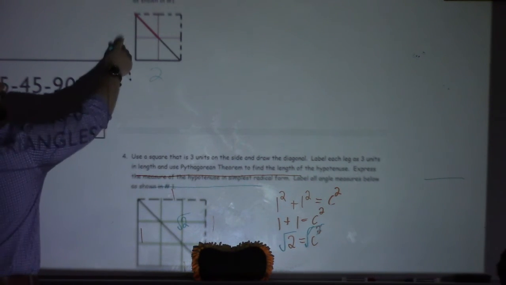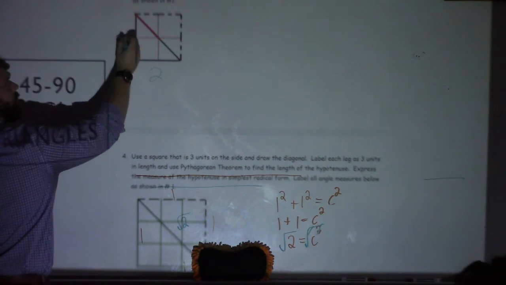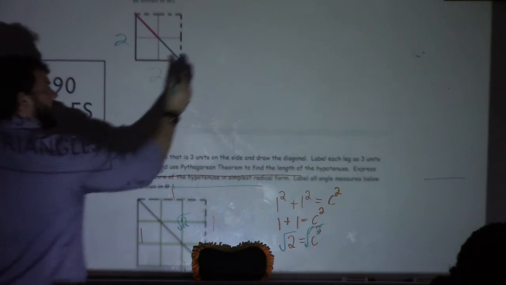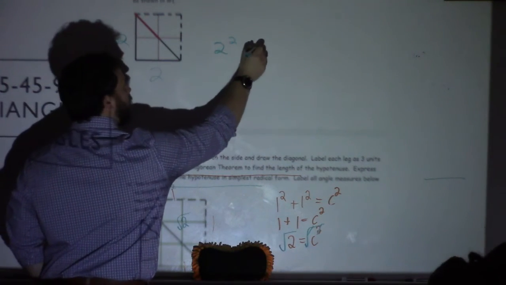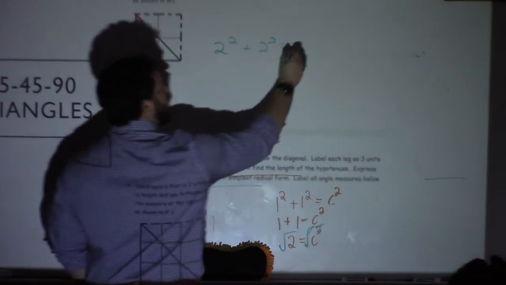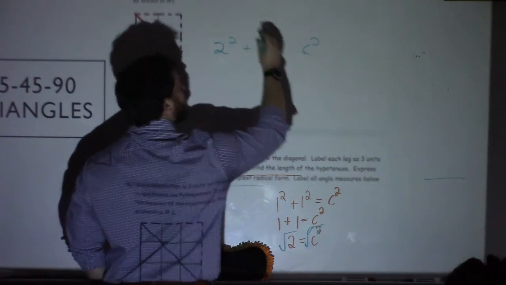So what is this length up here? 2. So how am I going to find the length of that diagonal? Multiply? No. 2 squared plus 2 squared equals c squared. What are we using? Squares.